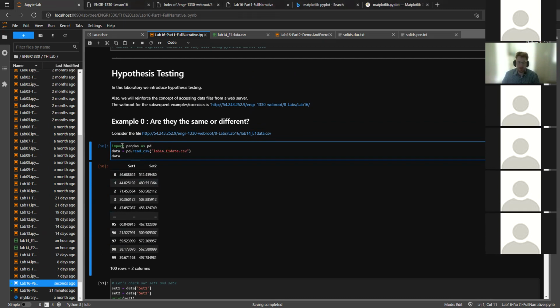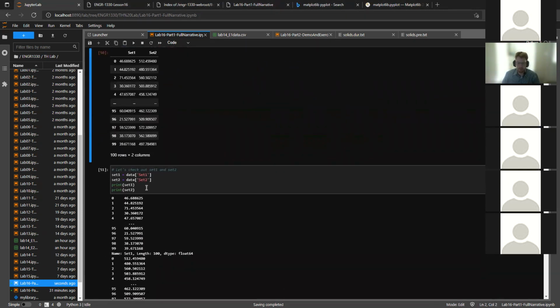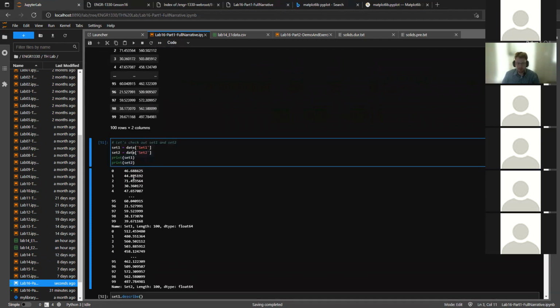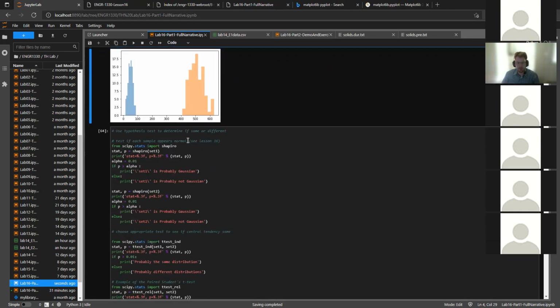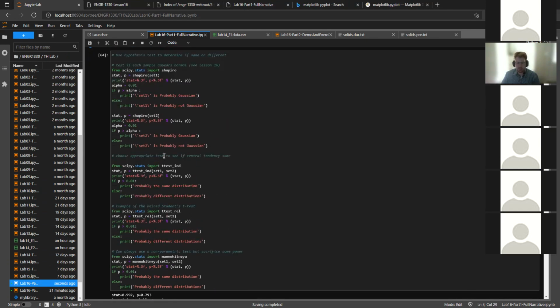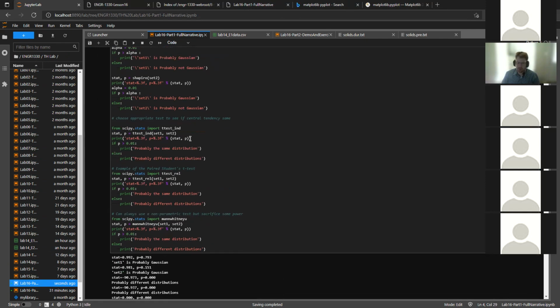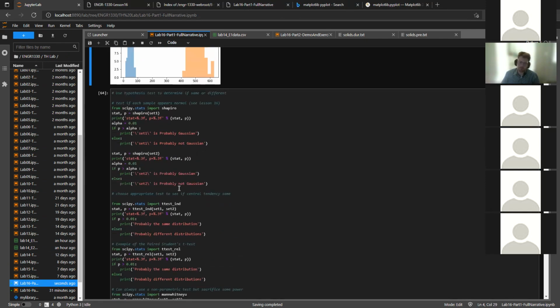We use pandas to get our data frame. We separate out the columns. And then we make a histogram so we can visually see what's going on here. And then we run some tests. We use the Shapiro test to see if the samples appeared normal. And then we wanted to see how these two sets lined up with each other, to see if their central tendency is the same.